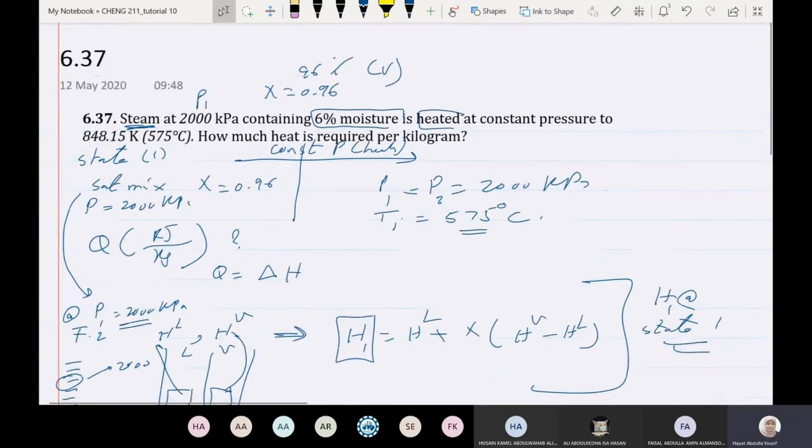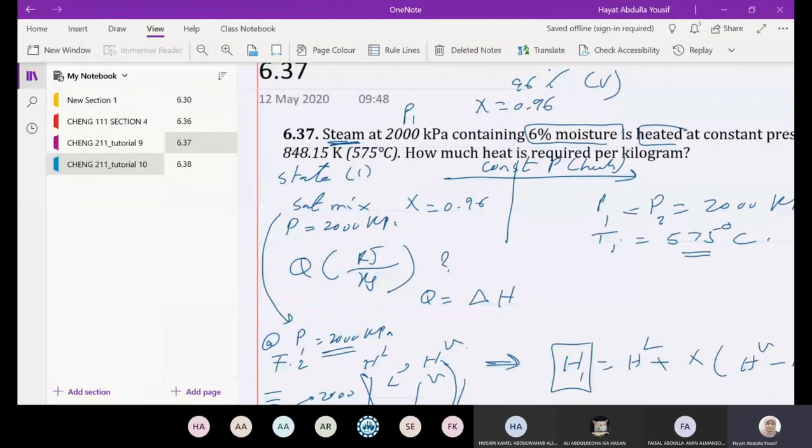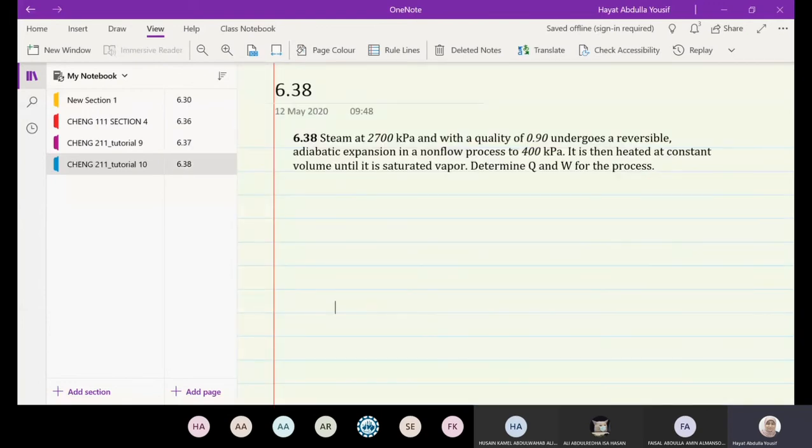It's very simple, but you need to combine whatever we studied in this chapter and what we covered in the previous chapters. Okay, last thing, in the last 5 minutes, I want to cover 638. 638 is quite useful as well because it combines more than one chapter. So let's see what we have.